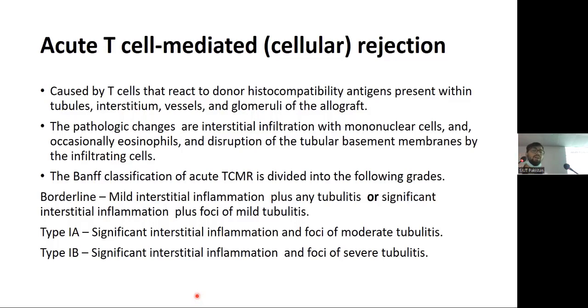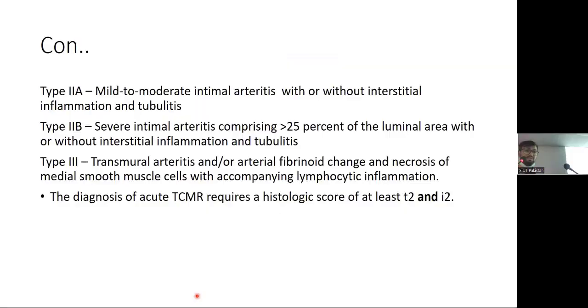The first is borderline. In borderline, there is mild interstitial inflammation plus mild tubulitis, or significant interstitial inflammation. In type 1A, there is significant interstitial inflammation with foci of moderate tubulitis. This can be further clarified in the following images.